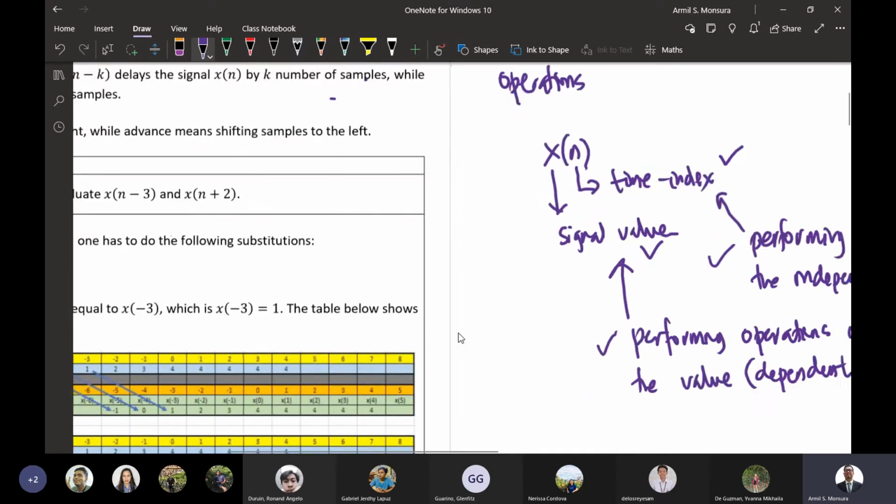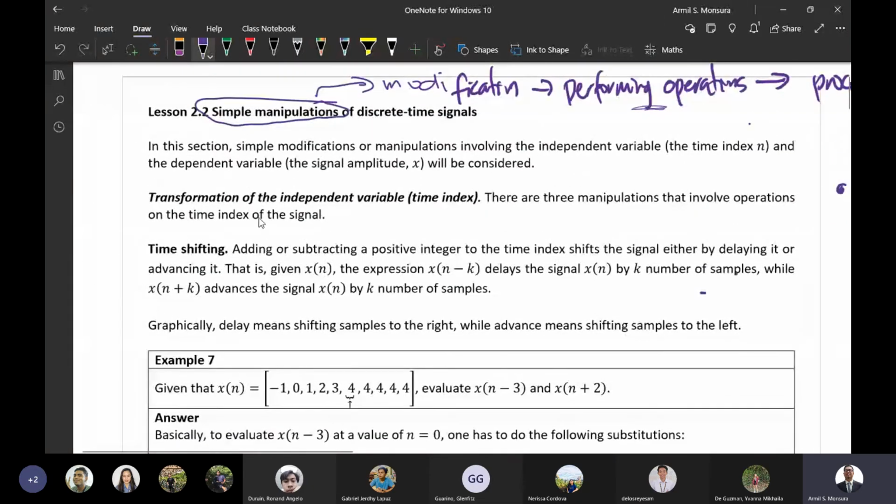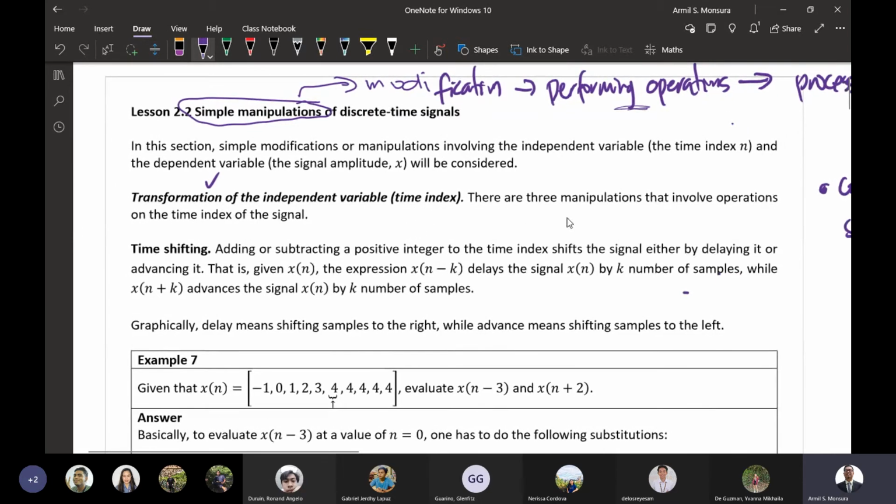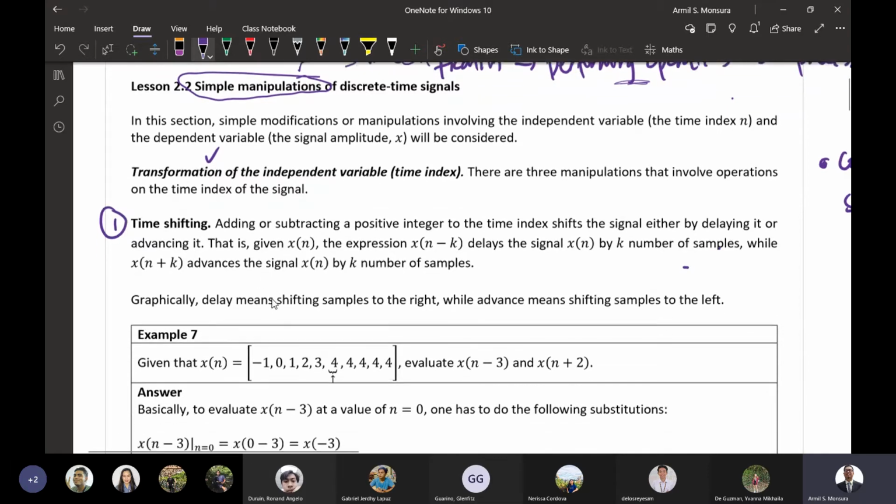Okay. Now, let's start with transformation of the independent variable. So we do operations on the independent variable. Now, there are three manipulations that involve operations on the time index of your signal. Number one of which is time shifting.